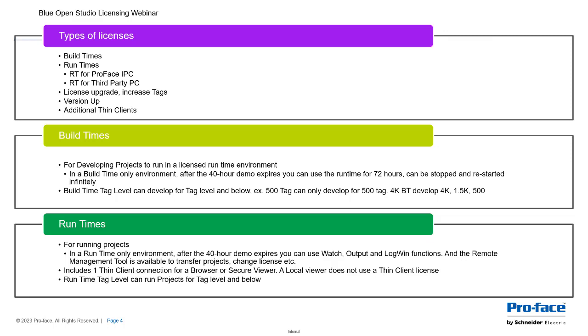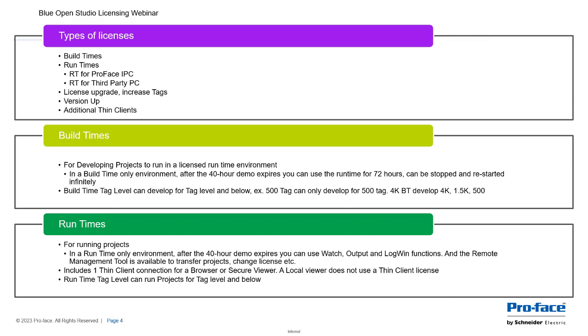You also have the ability to upgrade your license, meaning it's effectively increasing your tags. So Blue Open Studio is a tag-based model, so you can increase the tags. If you start with one level of tags, you can increase and go up. Okay. There's also version ups. So when we change major versions, that's a charged upgrade. So there's a license that's sold for the version up. And then there's also additional thin clients. Okay, and we'll get into a little bit more details on that as we carry on in the video here.